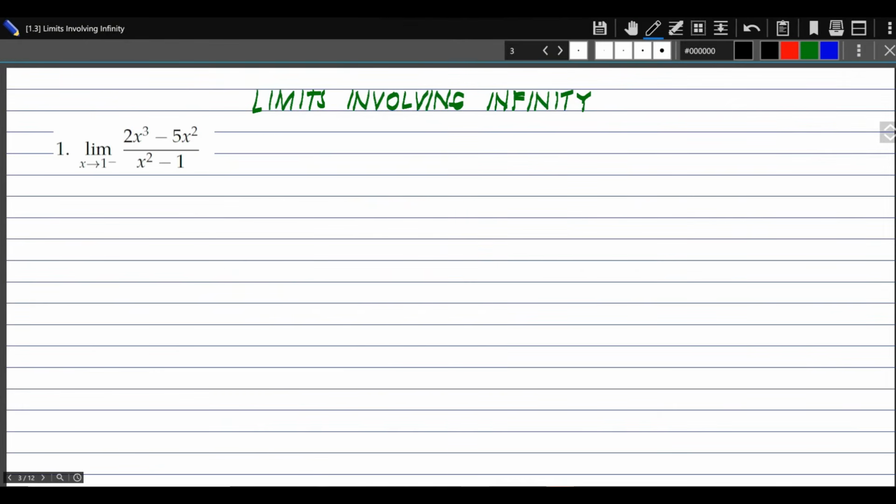For number 1, we are asked to find the limit of 2x cubed minus 5x squared all over x squared minus 1 as x goes to 1 from the left. Observe that when we evaluate at 1, we get a constant number in the numerator while the denominator is 0. To answer this, we first write the denominator in its factored form.